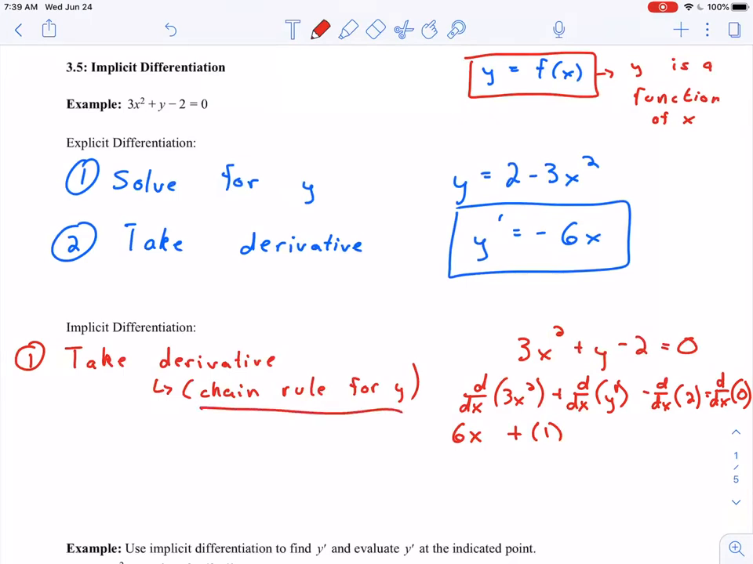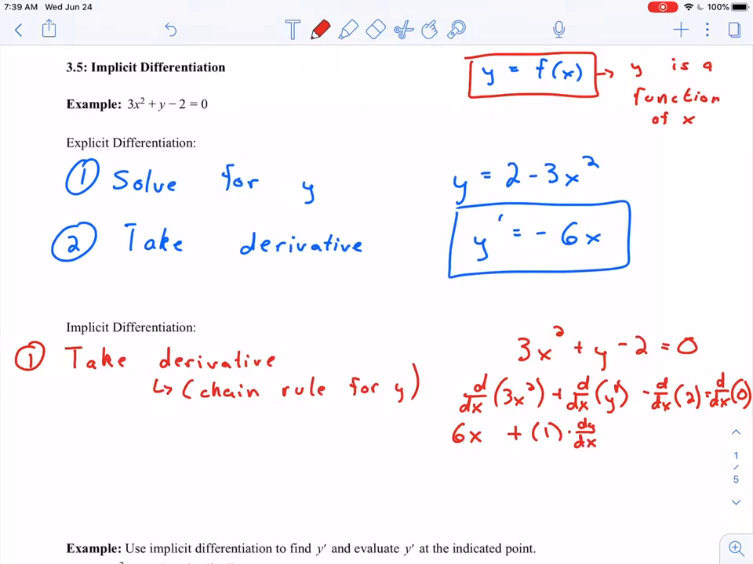but I need to remember my chain rule. Remember the ending part of the chain rule always says, and you multiply by the derivative of the inside part. So I'm also going to multiply by, you can either say y prime, or you can use the notation dy over dx, just depending on your preferred notation.